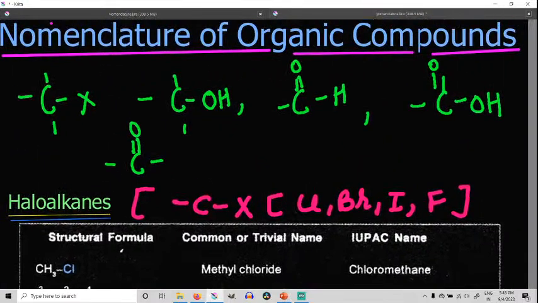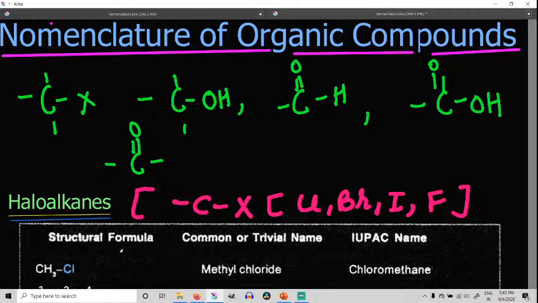I would like to ask you first, please identify: if it is written like this, C with X, what is X representing here? X is here a haloalkane. So which functional group is there? It means any halogen is present. X represents a halogen. So it can be chlorine, bromine, iodine, fluorine, any halogen can be there.